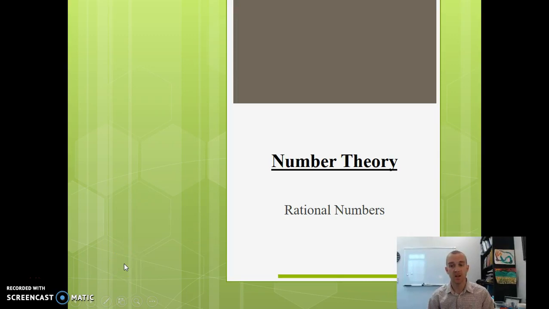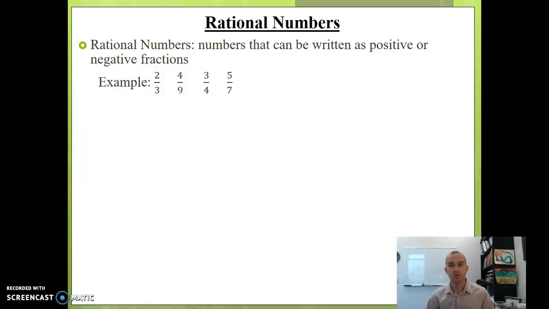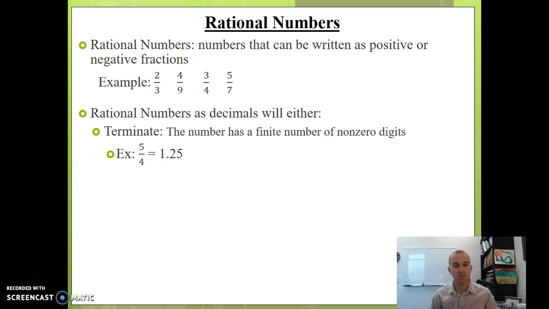This video will discuss rational numbers. Now, rational numbers are numbers that can be written as positive or negative fractions, which means that the numerator and denominator can both be written as integers. When we convert them to decimals, we see that the fraction can either terminate, which means that it has a finite number of non-zero digits.